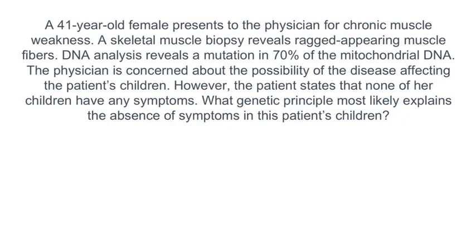From the question stem, we learn that this patient has chronic muscle weakness and a mutation in 70% of the mitochondrial DNA, but none of her children have any symptoms. Mitochondrial diseases are passed on maternally, so we'd expect some of her children to have the disease. However, heteroplasmy can explain this discrepancy. Because 70% of the mother's mitochondrial DNA contains a mutation, 30% must be normal. This 30% can be passed on to her offspring, resulting in unaffected children. So the answer to the question is heteroplasmy.